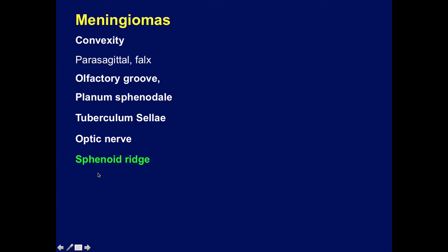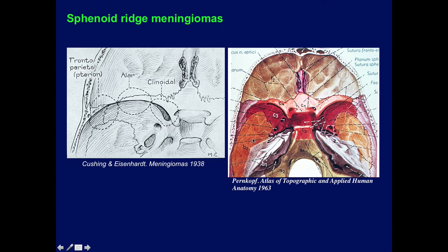Now we're moving to an important area, the sphenoid ridge. Now what is a sphenoid ridge? The sphenoid ridge is kind of a sharp edge of the bone separating the anterior fossa from the middle fossa. And let's review a little bit of the anatomy. And Cushing has divided the meningiomas of this location into three, and I'll go into this a little later.